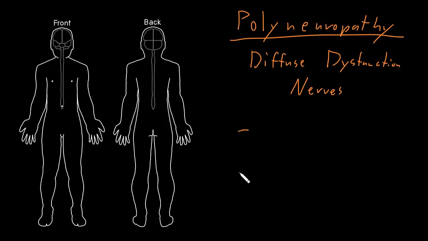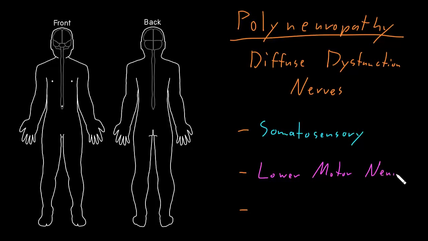nerves of the peripheral nervous system. So there may be somatosensory abnormalities from involvement of the somatosensory neurons in the nerves. There may be lower motor neuron abnormalities, from involvement of the lower motor neurons in the nerves. And there may be autonomic abnormalities, from involvement of the autonomic neurons in the nerves.